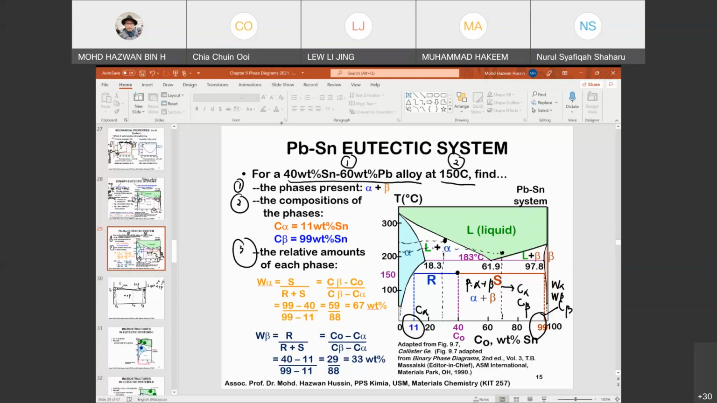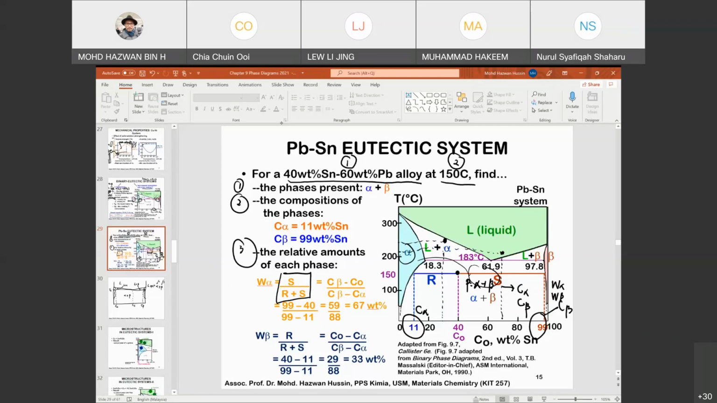If you notice, after you have drawn the line R and S, let's say that you want to determine the weight fractions of alpha. So alpha is located on your left. So what will be the opposite line? Of course, the opposite line will be S. So that is why over here you will get the formula S over R plus S.